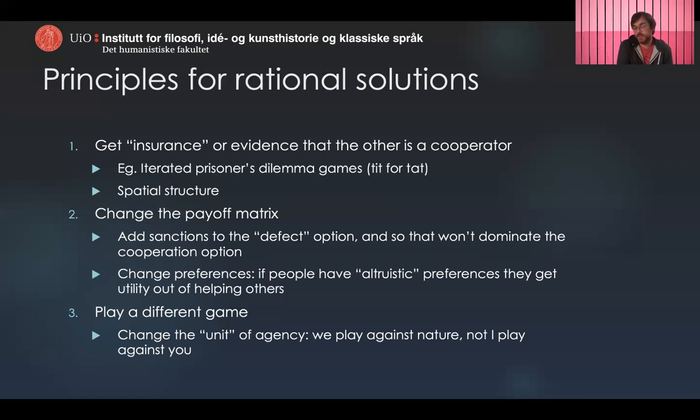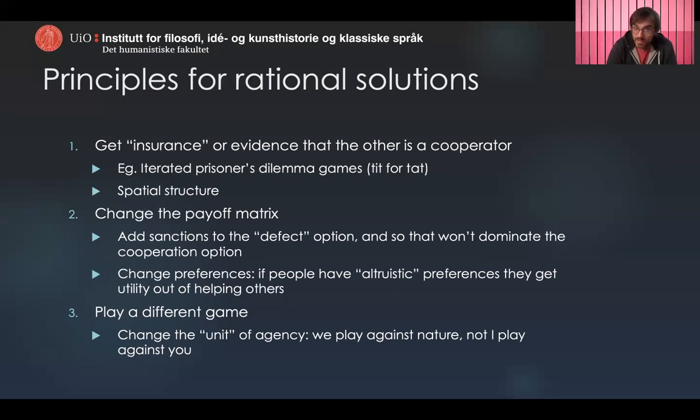You can also change the preferences. So suppose that people don't actually just care about years in prison, they have altruistic preferences. They actually want to help the others out also. If that's the case, you're going to play a different game, and therefore the payoff matrix is going to look different, and then you can get cooperation as a stable strategy.